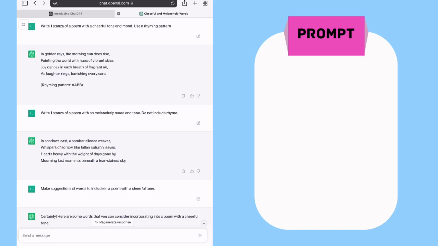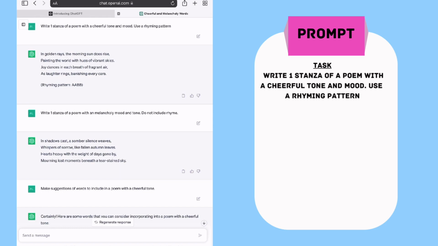So another way I thought that you could use ChatGPT and poetry is to get it to write just one stanza of a poem and include different tones and moods, and then the students can use it as a writing prompt to continue writing a poem with the same mood and tone. So my prompt I used for this activity was write one stanza of a poem with a cheerful tone and mood using a rhyming pattern. So you can see there it's made one stanza of a poem with an AABB rhyming pattern.